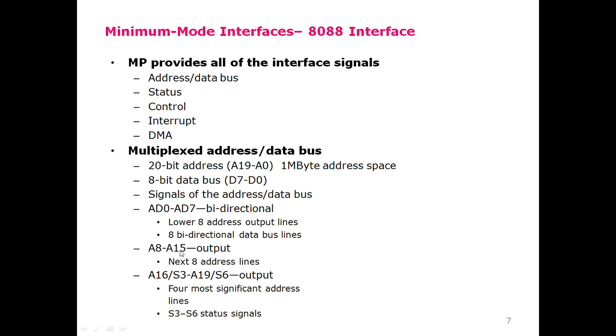But the A8 till A15 pins are only used for the output to send the next 8 address lines, or next 8 address bits, of the 20-bit address. The last 4 bits of the address, A16 till A19, are multiplexed with the status pins S3 till S6. These are output pins. They provide the 4 most significant address lines of the 20-bit address of the 8088 microprocessor, and these pins are also used for providing the 4 status signals S3 till S6.